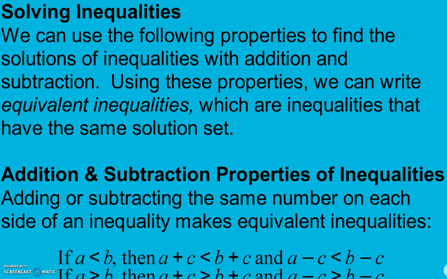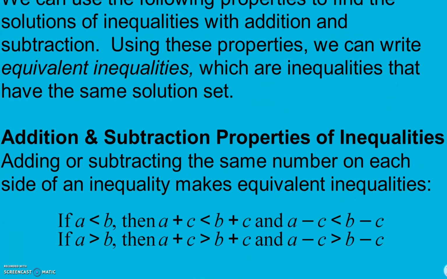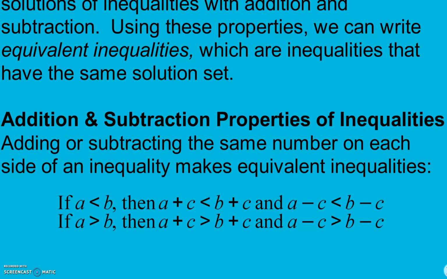We can use the following properties to find the solutions of inequalities with addition and subtraction. Using these properties, we can write equivalent inequalities, and those are inequalities that have the same solution set. The addition and subtraction properties of inequality are very similar to the addition and subtraction properties of equations. By adding or subtracting the same number on each side of an inequality, we make equivalent inequalities.